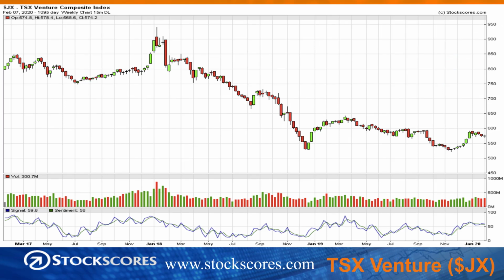TSX Venture, which of course is our microcap stocks in Canada, is trying to get through this resistance. It can't seem to do it, but at least it's building a rising bottom. So if we could advance up through that line of resistance, that would be a positive. However, generally speaking, I think you should still remain pretty cautious with the TSX Venture stocks.